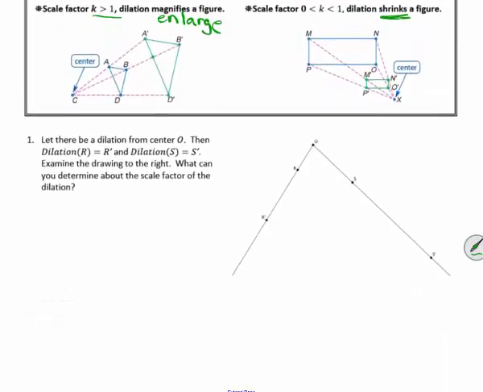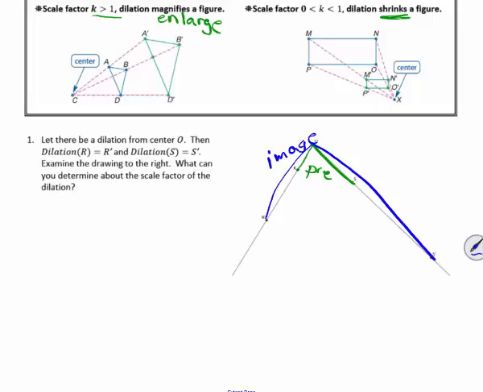So let there be a dilation from center O. So we're talking right here. So the dilation of R, so we're going from here to here, and equals R prime. So we're going from this one to this one. And we're doing the same thing over here. We're going here, that's your pre-image, and there's your image. So the green is the pre-image, this one is your image.